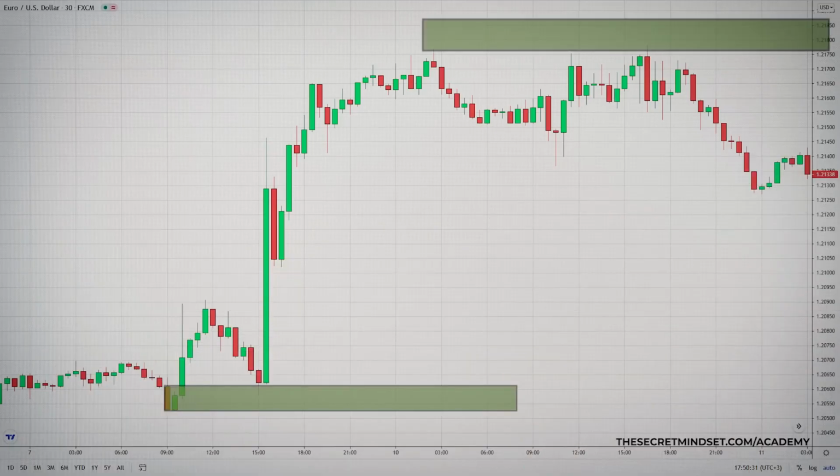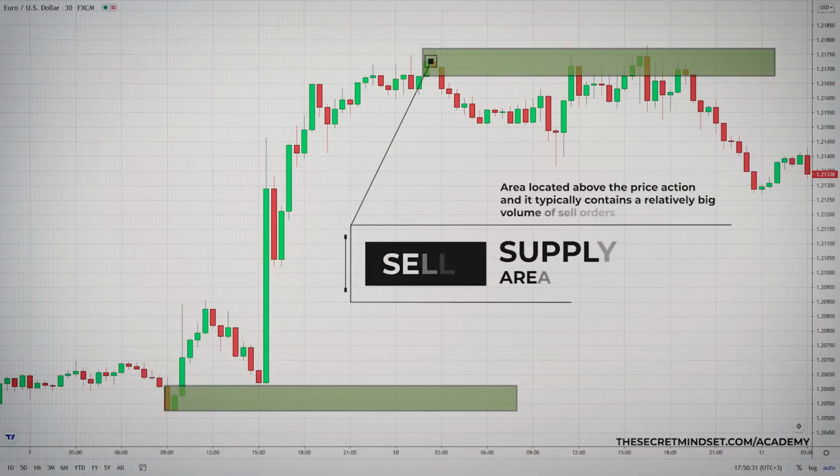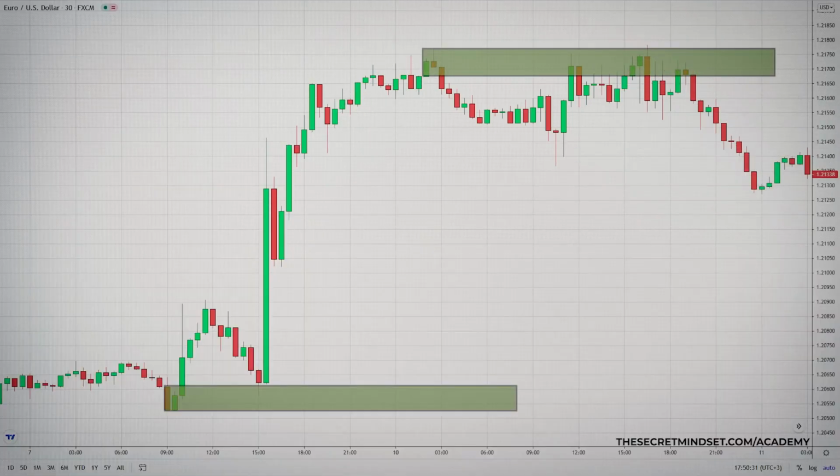The supply zone is the exact opposite of the demand zone. The supply area is located above the price action, and it typically contains a relatively big volume of sell orders. When price action reaches this level, the price reverses to the downside.